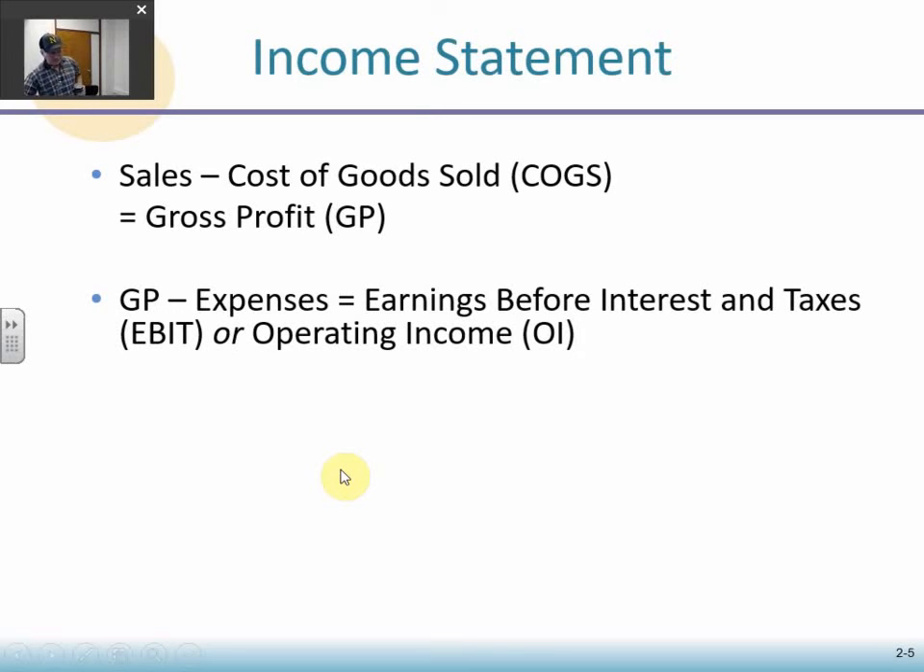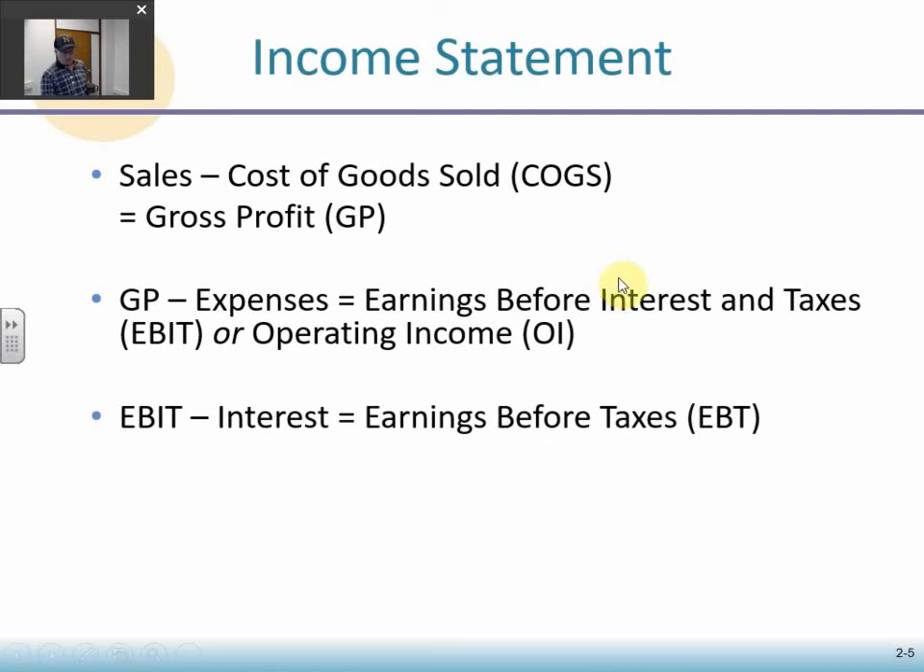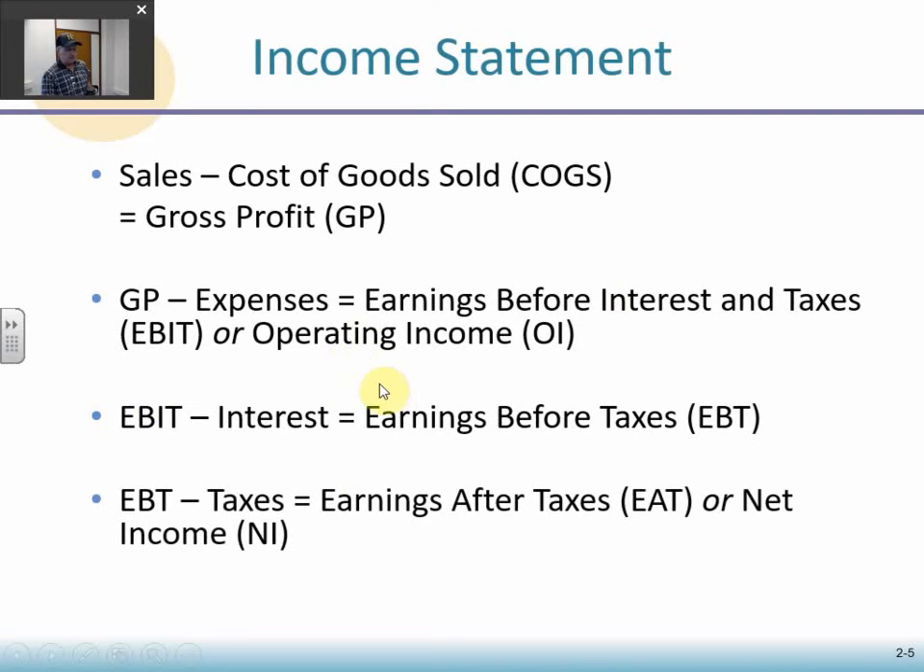So gross profit minus expenses equals earnings before interest and taxes, or EBIT. It can also be called your operating income. These are common terms that we're going to be using. And then EBIT minus interest is your earnings before taxes, and of course then we take off the taxes and we have our net income, right? Very simple, okay? It looks very simple, and it is very simple.